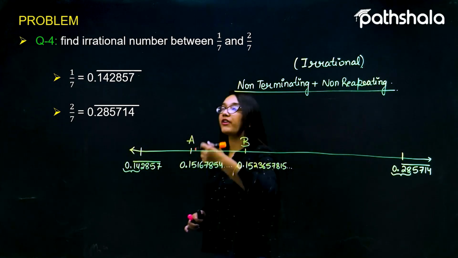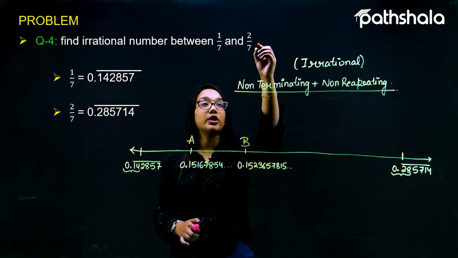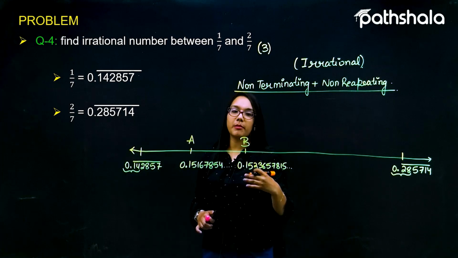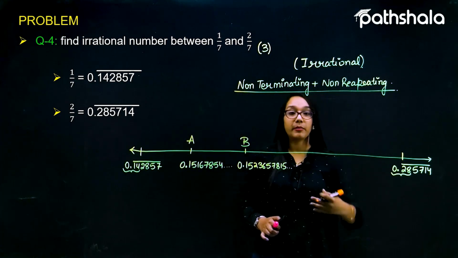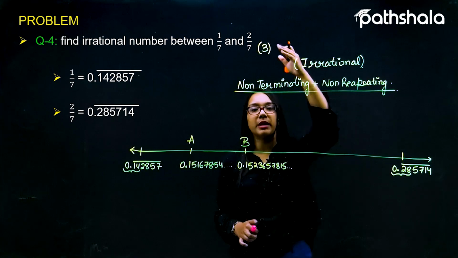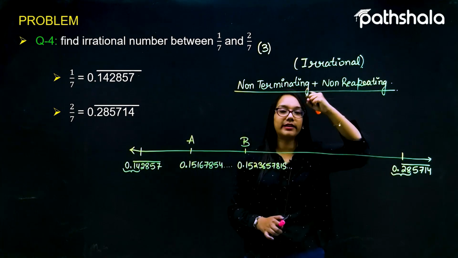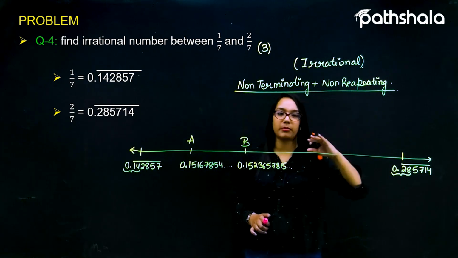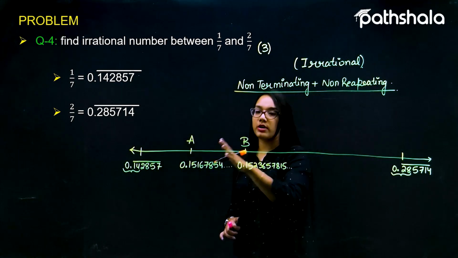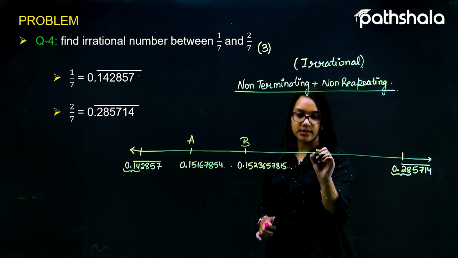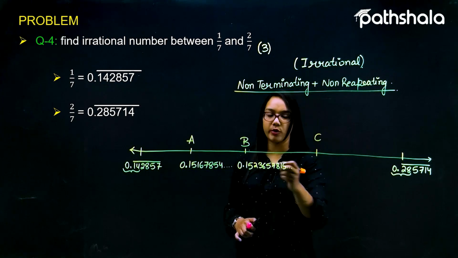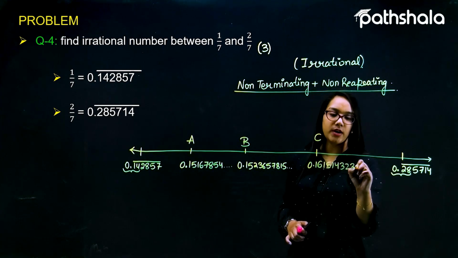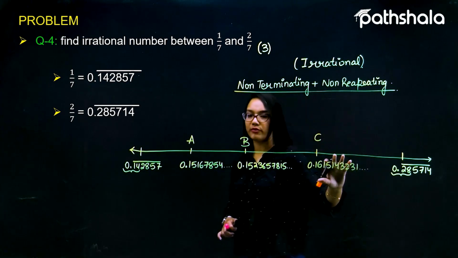So let us suppose I want to find any three irrational numbers between 1/7 and 2/7. We can find infinitely many, but I am making an exception and adding a little to this question: I just want to find three irrational numbers. You can find as many as you want, but let us take only three. So the C point, let us suppose, is 0.1615143231 and so on. You can take any number of your choice.